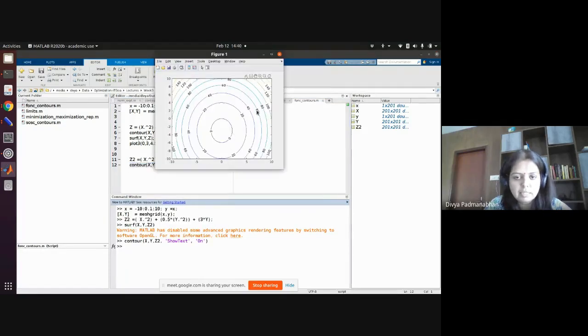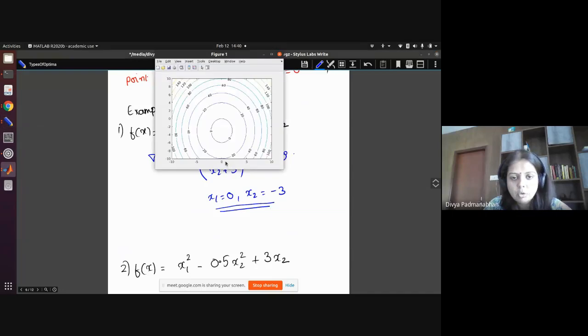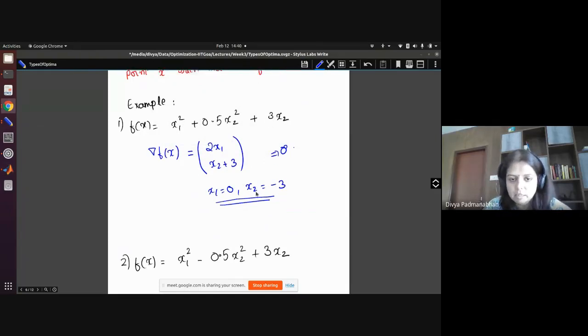So you can see here, these are the contours, and the point we had was 0 and minus 3, somewhere here, right? So perhaps that is indeed a minimum point. But this is just to find the critical points.